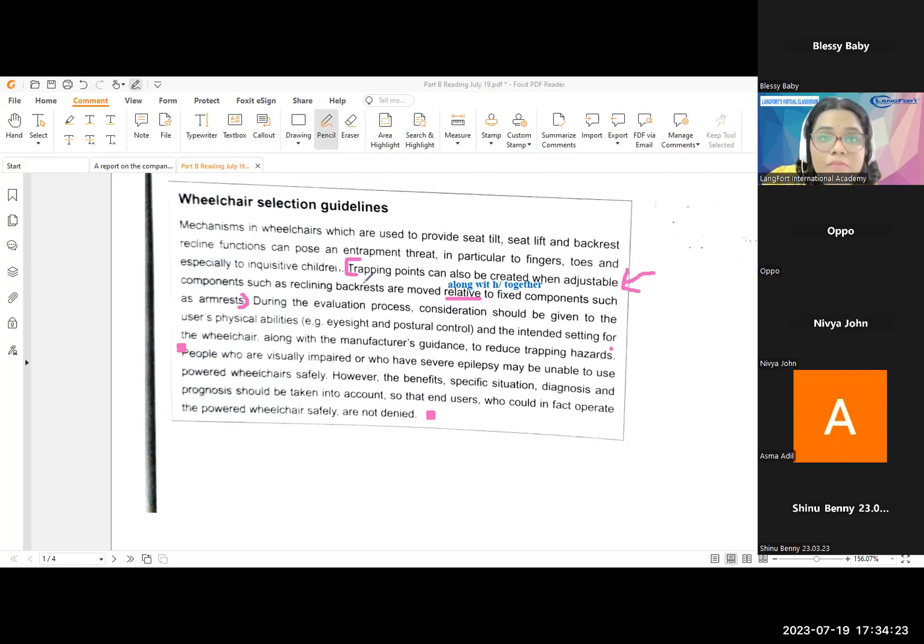When you deny something, you don't give it to them. So they are saying, even though visual impairment and severe epilepsy are a problem and such people may not be able to use wheelchairs, depending upon whether they have the ability to use it safely, their benefits, situation, diagnosis and prognosis should all be considered. And if they can use it safely, then you shouldn't deny that.